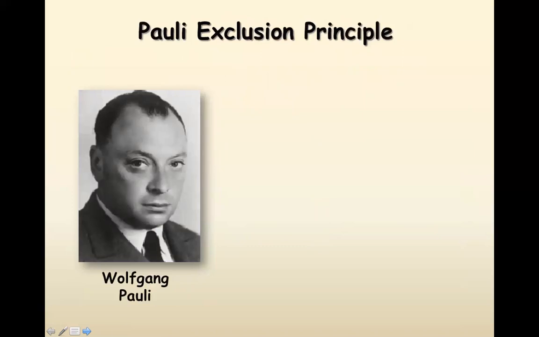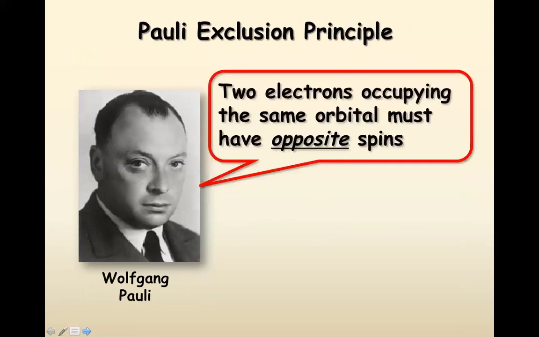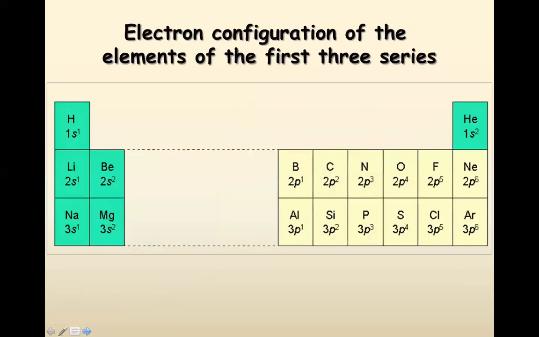There are some rules or guidelines that tell us how to write electron configurations. And one of the people that gave us some guidelines was Wolfgang Pauli. Pauli has something called the Pauli exclusion principle. And I've already alluded to this. He said that two electrons occupying the same orbital, I did say that two electrons would be occupying an orbital, but he said that two electrons occupying the same orbital must have opposite spins. Okay?